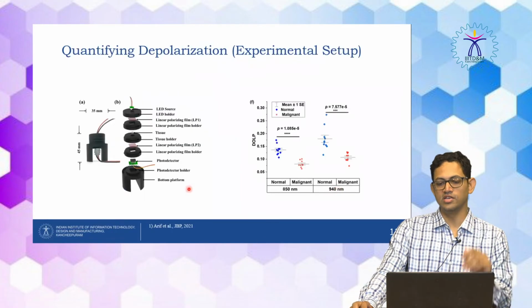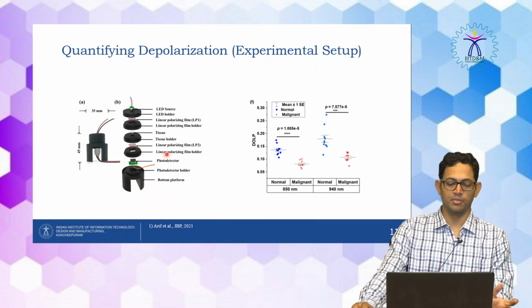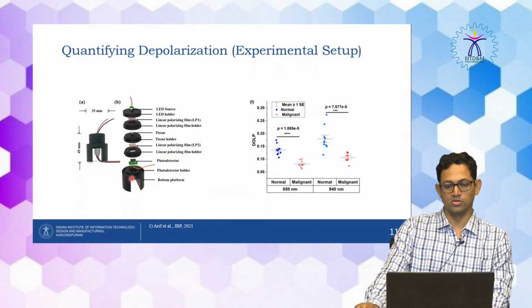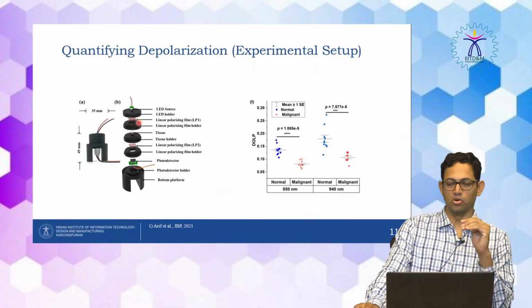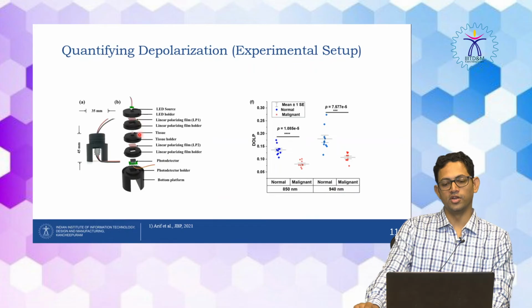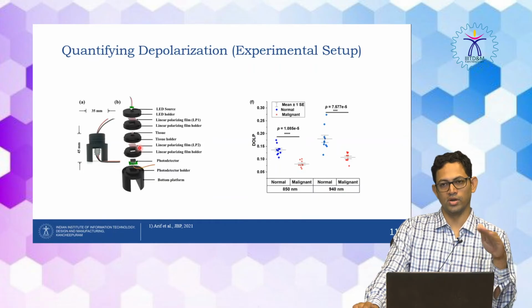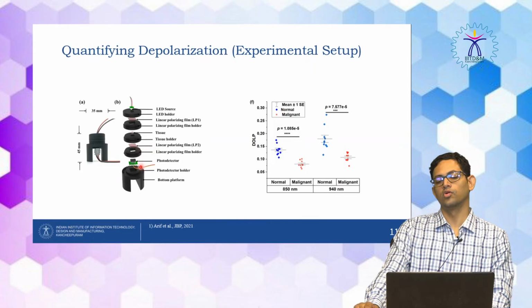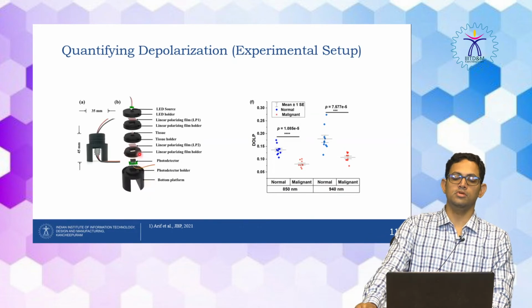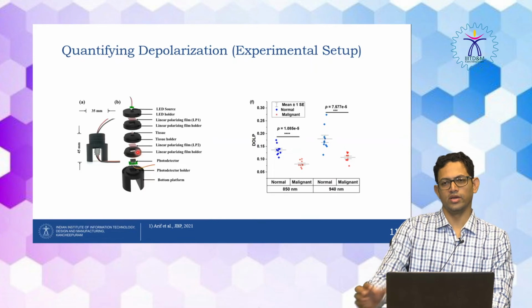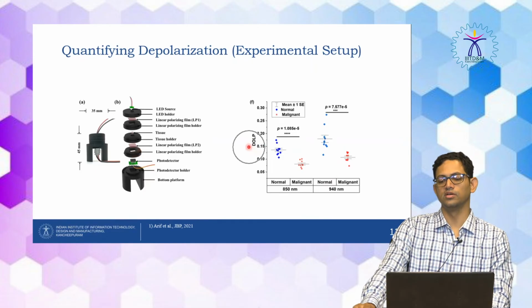These were a few of the studies that we performed during my PhD, and this is a system that was developed. At the top we have the LED light source, then the LED holder, then a linear polarizing film in a particular direction, and then the tissue holder. Again we have another linear polarizer film which we can rotate in different directions, a holder to hold that film, and this is a photo detector. We rotate this bottom structure to get different angles, and from there we get the degree of linear polarization.